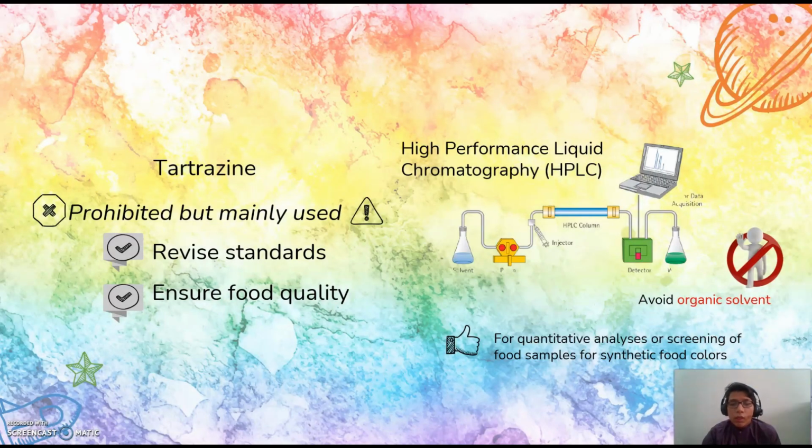As you notice throughout the experiment, tartrazine is the most used colorant in the following food samples. However, tartrazine is prohibited in Iran. Therefore, the Iranian government needs to revise standards to ensure future food quality. Moreover, the use of high-performance liquid chromatography (HPLC), avoiding the use of organic solvent, is a suitable method for quantitative analysis or screening food samples for synthetic colors.